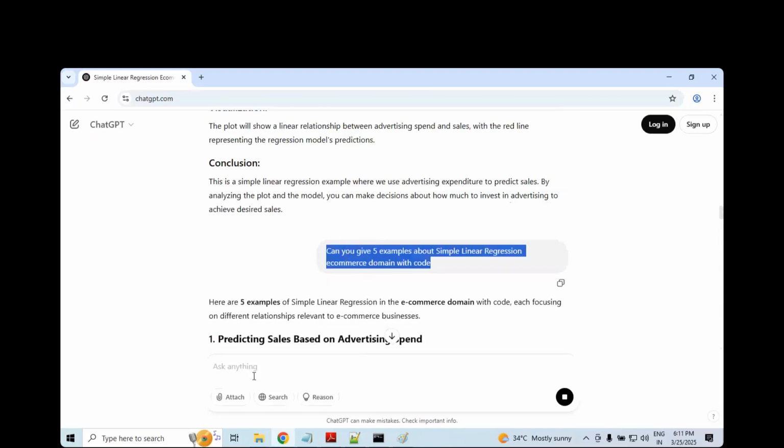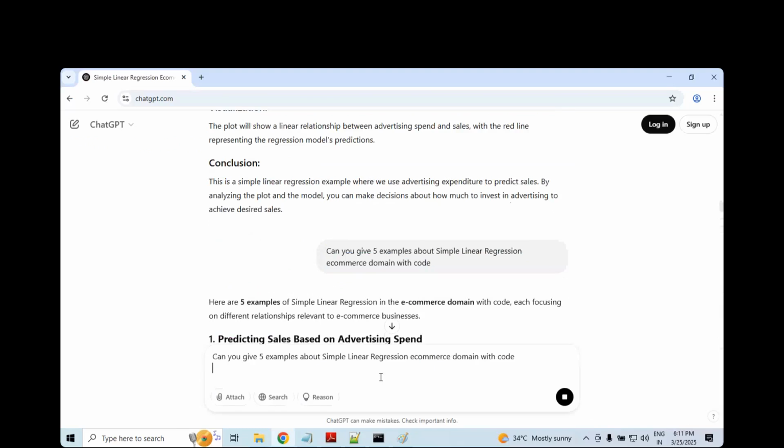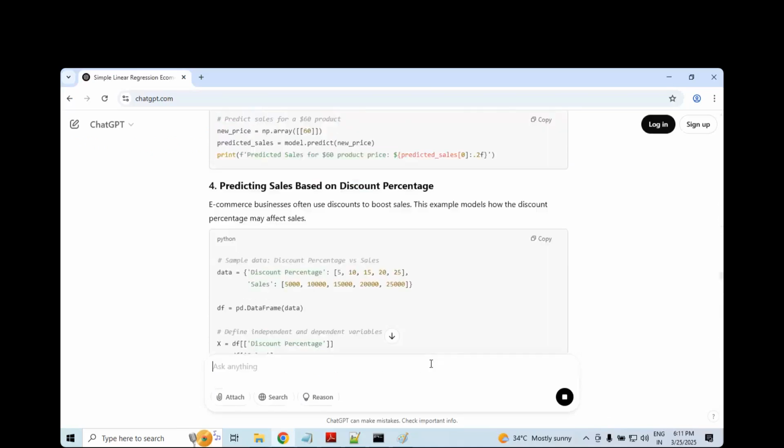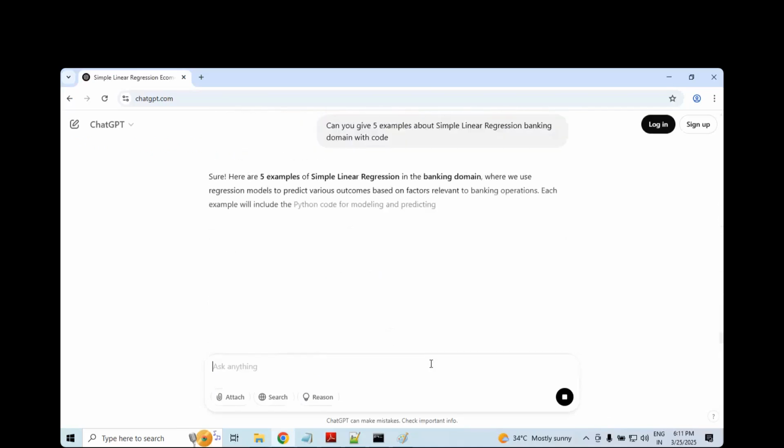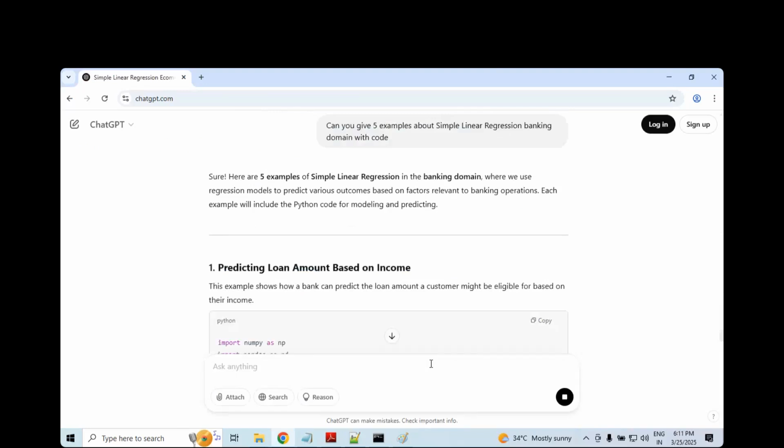Previously I searched for the e-commerce domain, right? Now let us search for the banking domain. So banking domain based examples you can get. Predicting loan amount based on what exactly? Best example. Whenever you apply for a loan, they will take your income and, based on that income, do a prediction.